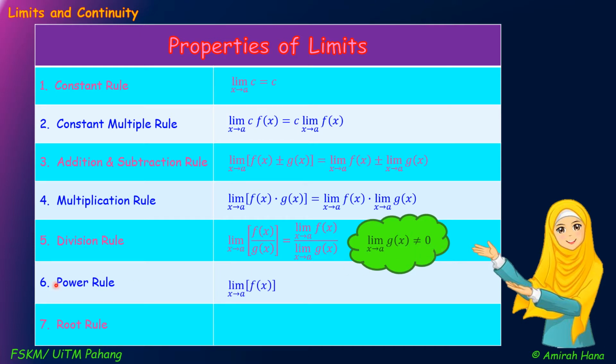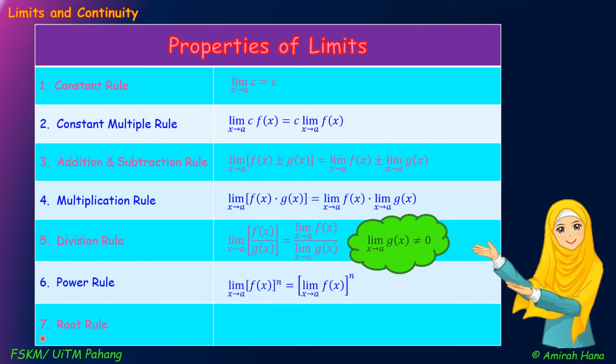Now we continue with property number 6, which is the power rule. The limit as x approaches a of f(x) to the power of n equals the limit as x approaches a of f(x), all to the power of n. It means that the limit of f(x) to the power of n equals the limit of f(x) to the power of n.